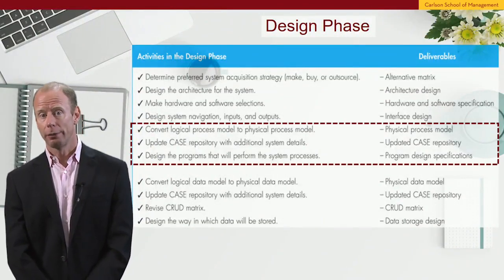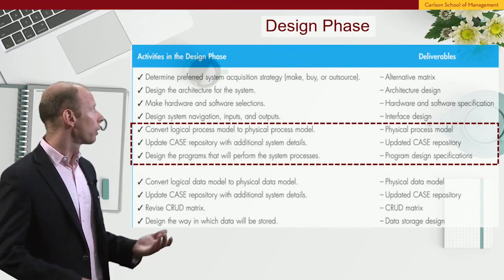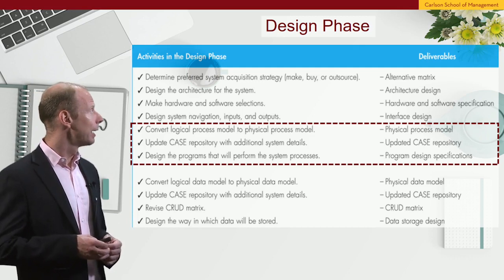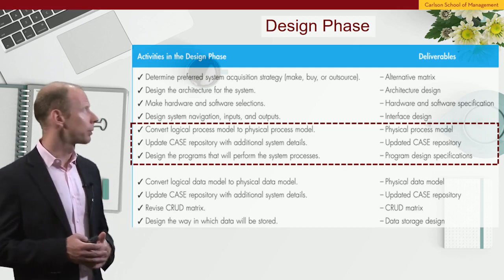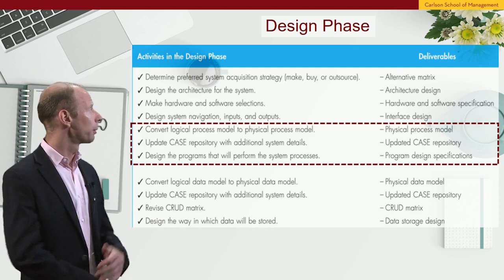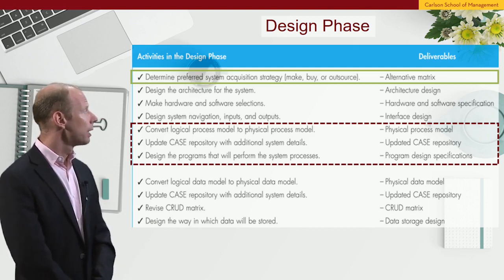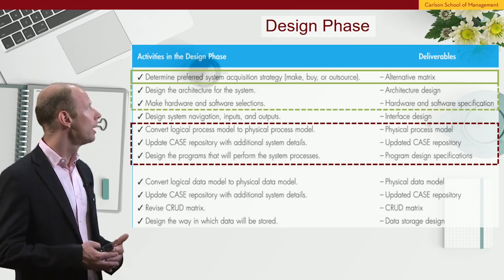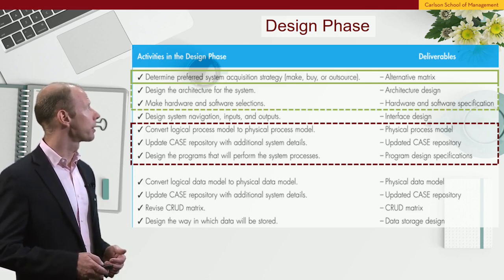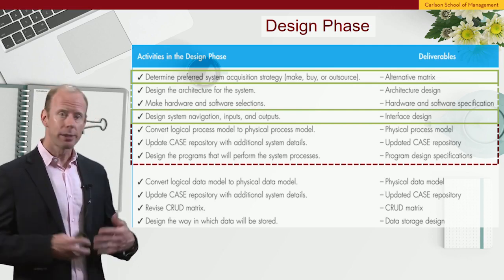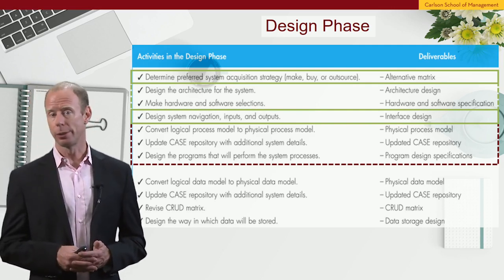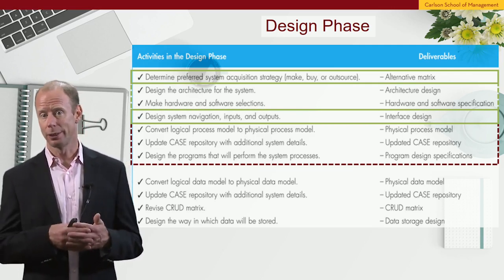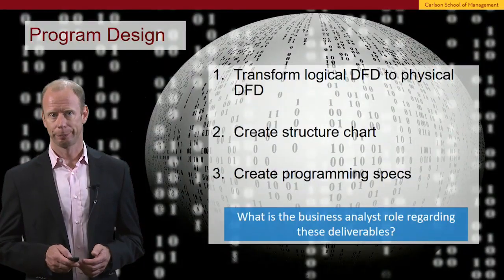Let's take a look at our inventory of design phase. We're going to look at converting logical processes into physical processes. We'll talk about CASE tools, computer-aided software engineering tools, and their role in designing the programs that will perform those processes. In earlier videos, we took a look at determining the preferred system acquisition strategy, as well as designing the architecture for the system. And then interface design is typically the domain of a computer scientist or software developer who would know how to make a user interface that is either easy to use or easy to learn.